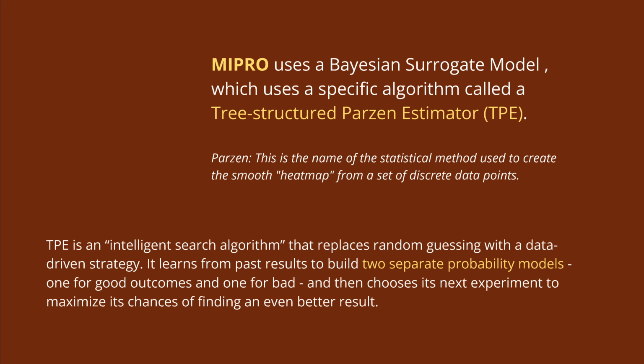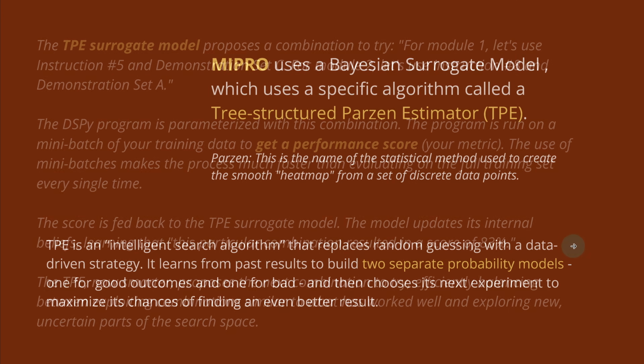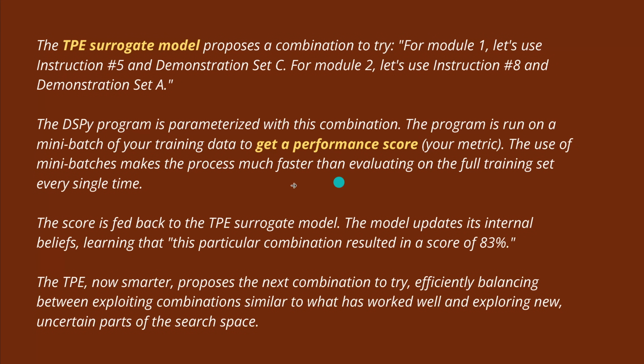What is it for us? It's just an intelligent search algorithm that replaces some random guessing with a data-driven strategy. It builds, if you want, two separate probability models, one for the good outcomes and one for the bad outcomes, and then chooses its next experiment to maximize the chances of finding an even better result. Statistics, check. If you want more information about this TPE surrogate model, you have in the paper much more information if you really want a deep dive. But for me, it's just an intelligent search model.